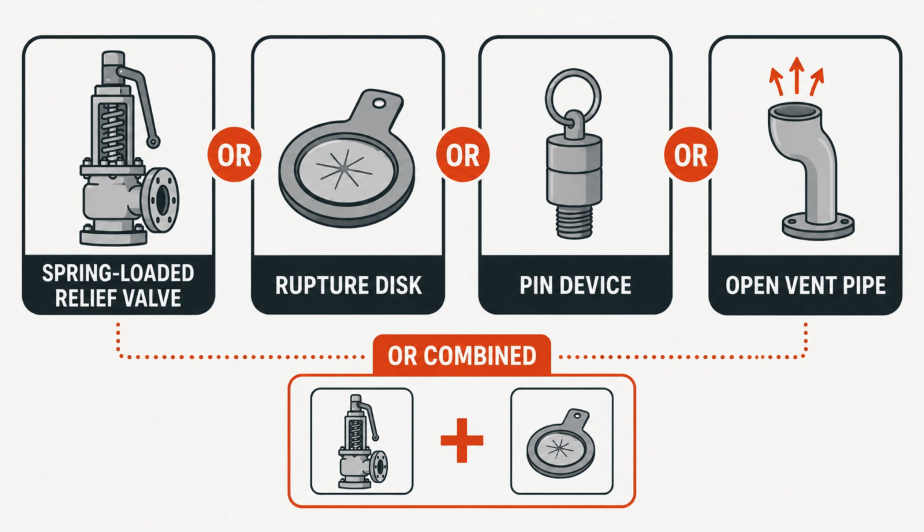UG-154 lists what's actually allowed to do this job: spring-loaded or pilot-operated relief valves, rupture discs, pin devices, spring-actuated non-reclosing devices, or open-flow paths and vents. Any of these can serve as the sole protection, and they can also be combined, like a rupture disc installed upstream of a relief valve to protect it from a corrosive process fluid. There's even a newer option: overpressure protection by system design, where the process itself is engineered so pressure simply can't exceed MAWP, no mechanical device required at all.